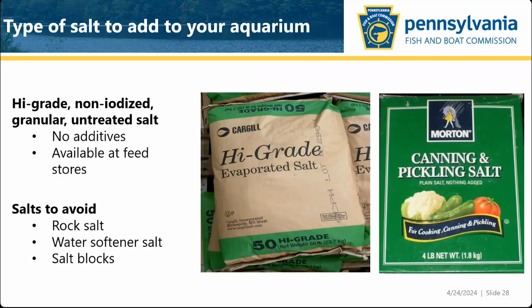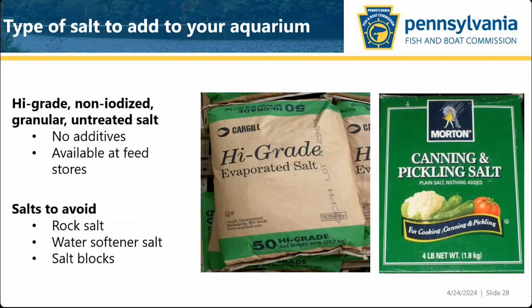So what we recommend buying is a uniodized salt with particularly no additives. The best type that we have is, you could do canning or pickle salt, or if you have a feed store close to you, there is a feed salt that is used for animal feed, and that's pelletized. It looks just like table salt, but we do not recommend table salt. Table salt is iodized, so we want to make sure we don't use that because the iodine is not good to the fish.